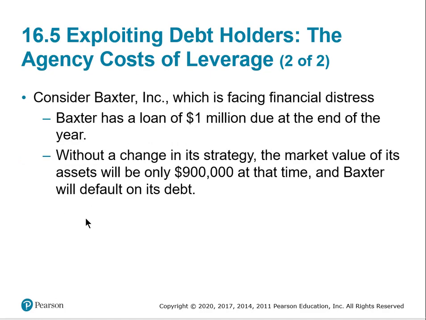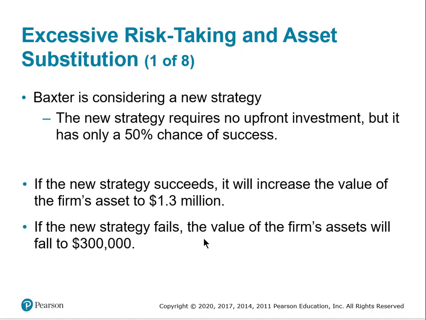So let's think about this company. They're facing financial distress. They have a loan for $1 million that's due at the end of the year. Without some type of a change in strategy, the assets are only going to be worth $900,000 at that time. And of course, Baxter may default on its debt. So they're considering a strategy.